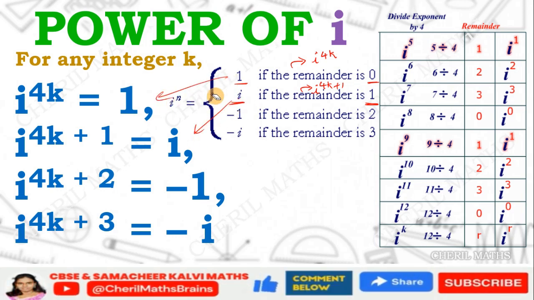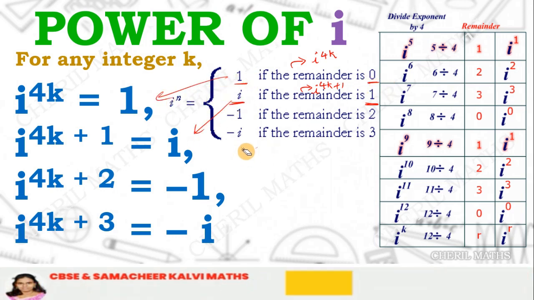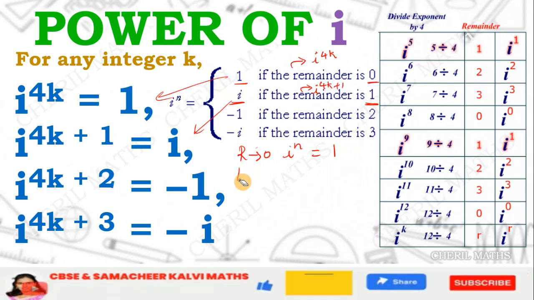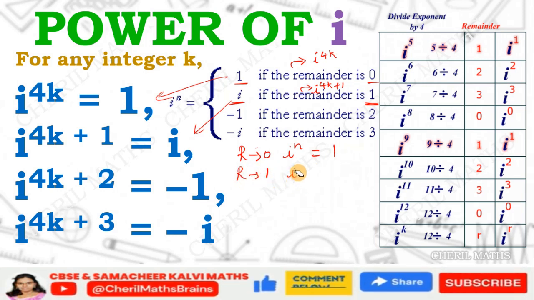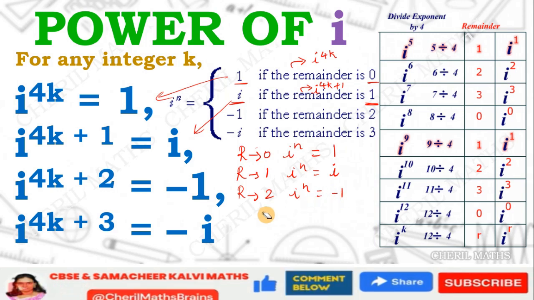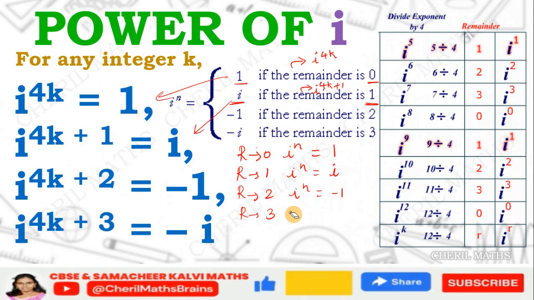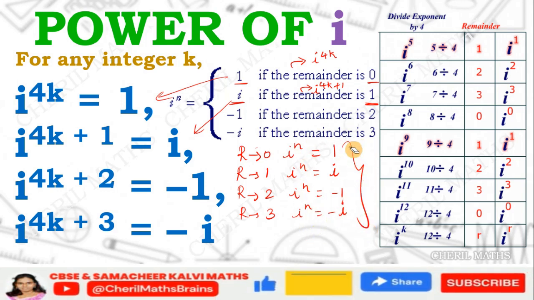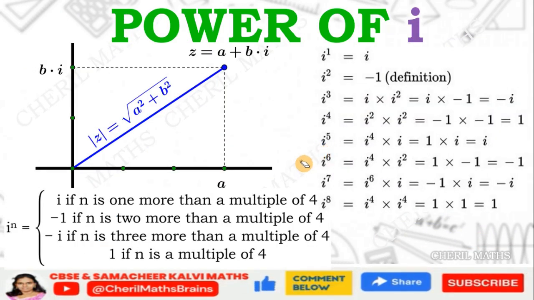Are we able to relate it, children? If the remainder is 0, i power n will be 1. If the remainder is 1, i power n will be i. If the remainder is 2, i power n will be minus 1. If the remainder is 3, i power n will be minus i. Is it clear, children? This is how we will proceed with these calculations when we are asked to find the power of i.